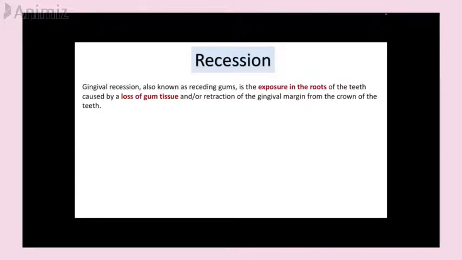Before proceeding into the main discussion of this question, let us see what recession is. Gingival recession, also known as receding gums, is the exposure of the roots of the teeth, which is caused by loss of gum tissue or retraction of the gingival margin from the crown of the tooth.